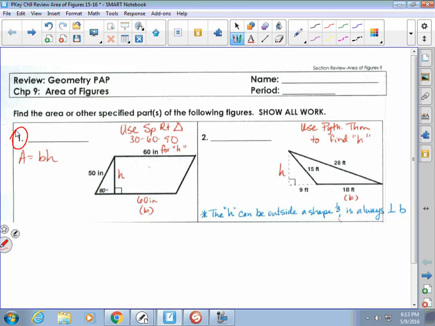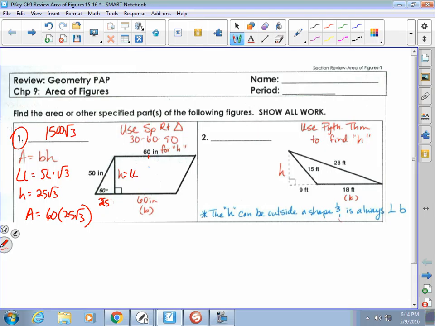We will be using a special right to get to the answer for the height. Since this is 50, then the short leg is half that, which is 25. And to get to the height, which is the long leg, it is always whatever the short leg is times radical 3. So the height here basically is our 25 radical 3. And then our base is 60, so we're just going to plug it in. To get the area, you do 60 times 25 radical 3. And that's why we have 1500. Oh, excuse me. Square root of 3.